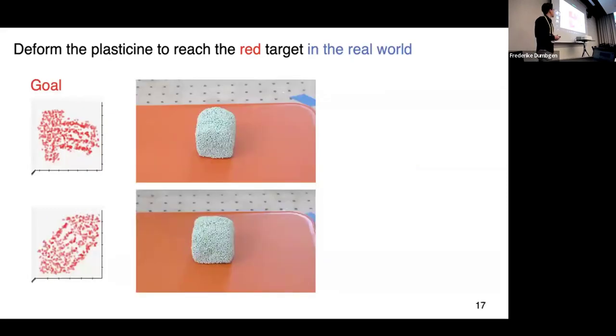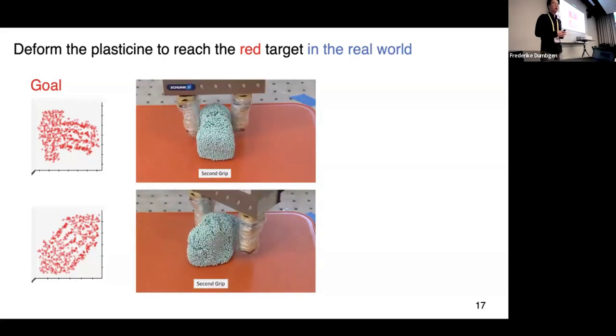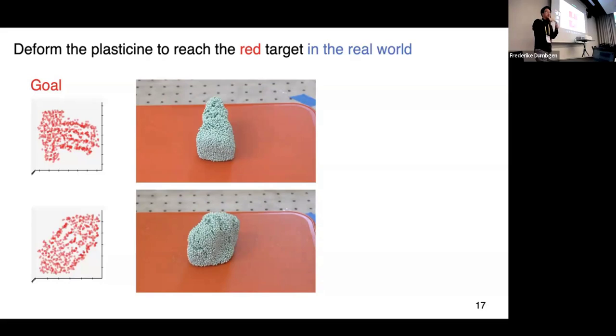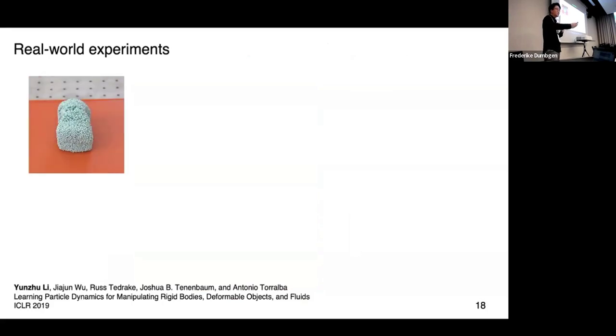We also tested the framework in the real world, trying to grip these deformable plasticine systems into the target shape. On the top is a T shape, on the bottom is a tilted shape. And here are the manipulation results. But these are already results we obtained in 2019. So we are doubling down on these directions.